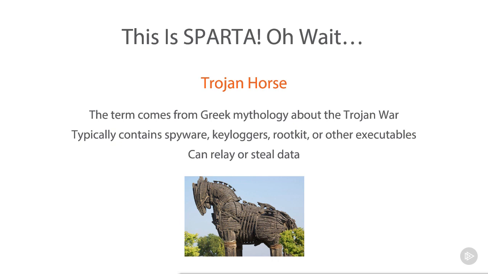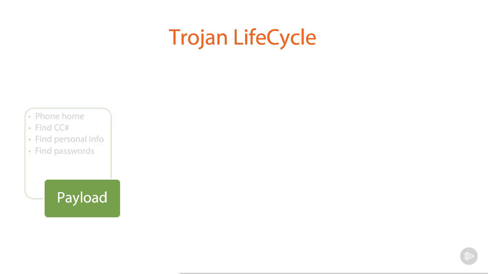Now, as far as the life cycle of a Trojan is concerned, we first start off by creating what we refer to as the payload. The payload is going to be that program that we are going to design to do some specific things, maybe phone home. Yeah, I'm not going to do that joke. That's too easy. But come on, you were all thinking about ET, weren't you? Or go through and find credit card numbers or personal information.